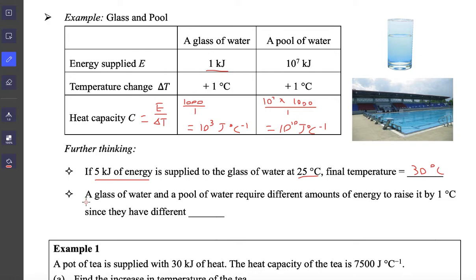Another question. A glass of water and a pool of water, they require different amounts of energy to raise the temperature by 1 degree Celsius. And why? Yes, they are both water, but what is different? You may want to say the size or the volume, but I will give you this term, which is mass, because they have different masses. So they need different amounts of energy to change their temperature.